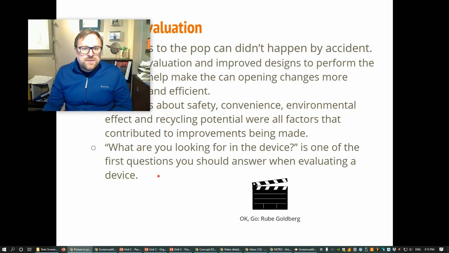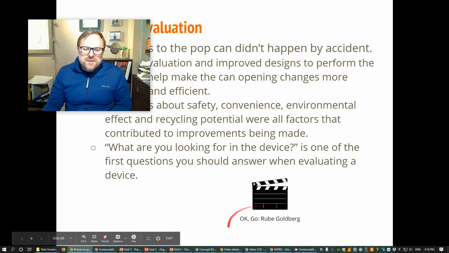Basically, they ask themselves, what are you looking for in the device? It's one of the first questions you should answer when evaluating the device. Is aesthetics on the top? Is workmanship on the top? Does it have to be cheap because you don't have a lot of money, or you're cheap, kind of like I am, right? What does it do?